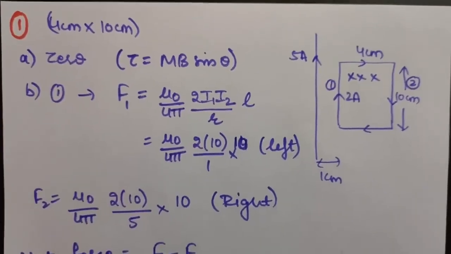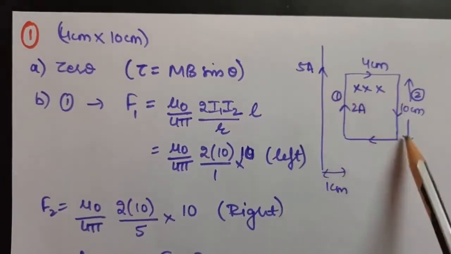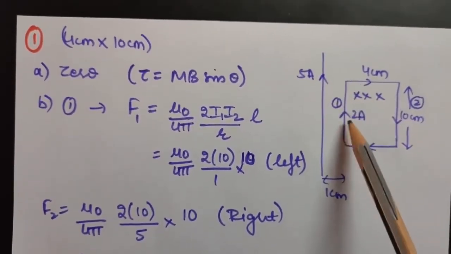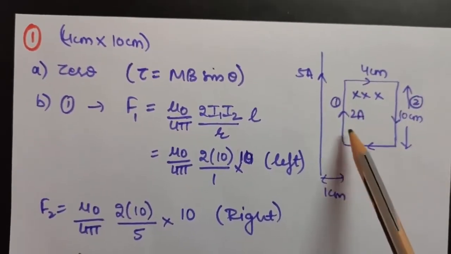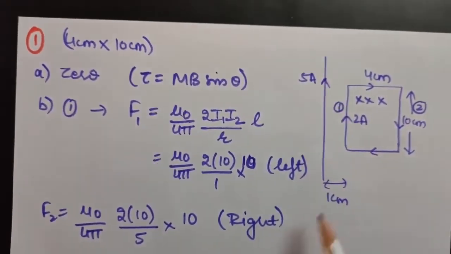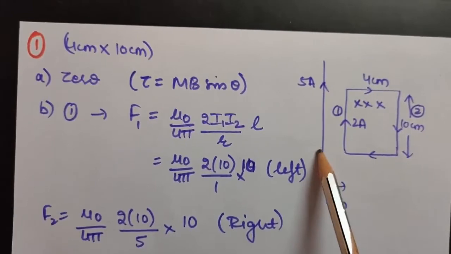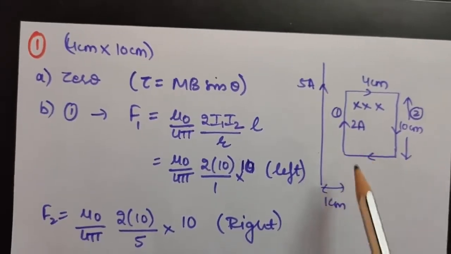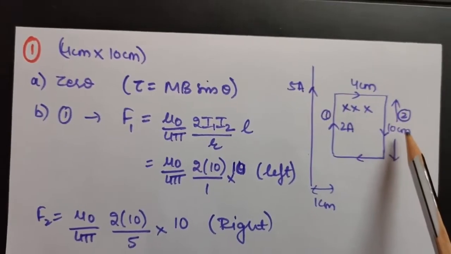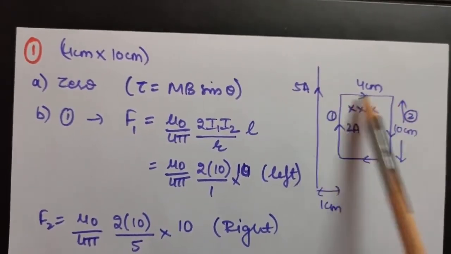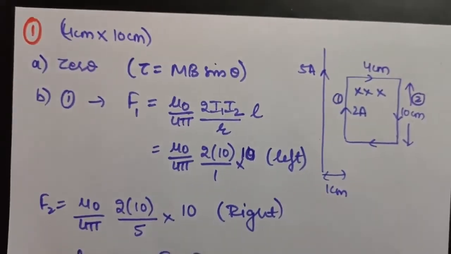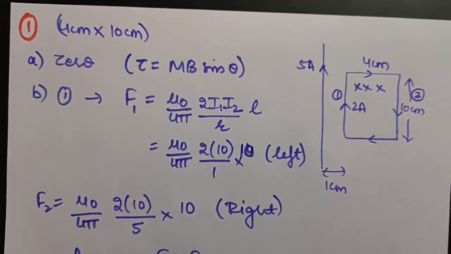Okay, so the first question says a rectangular loop of wire carries a current of 2 ampere in clockwise direction. It is placed near a wire which carries a current of 5 ampere. The distance between this and this position is 1 centimeter. The length of the loop is 10 centimeter and the breadth is 4 centimeter. So in the first part you have to calculate the torque acting on the loop.